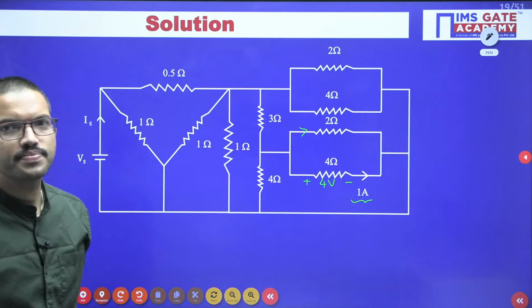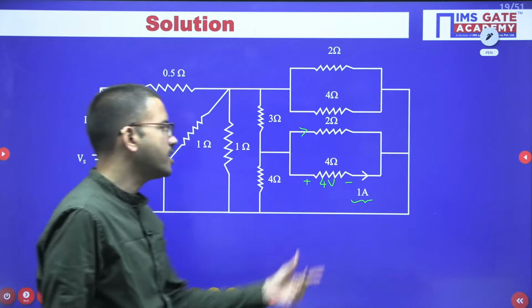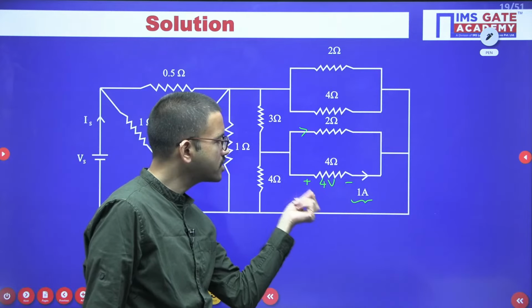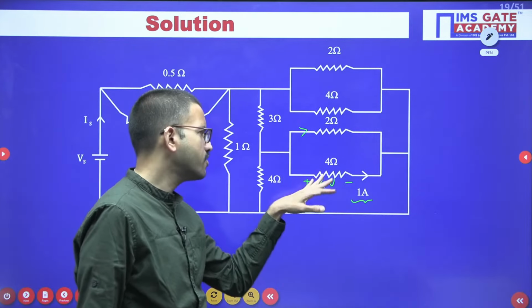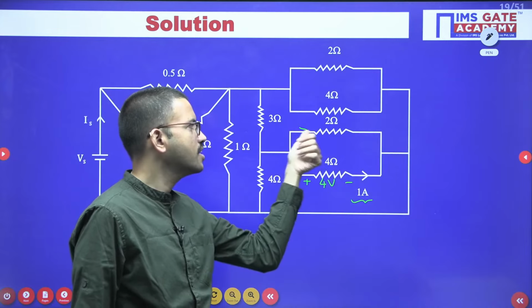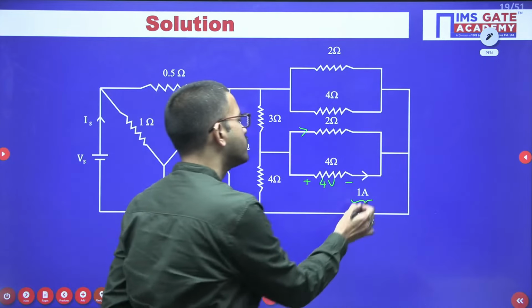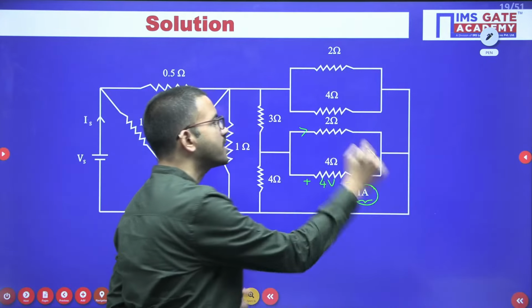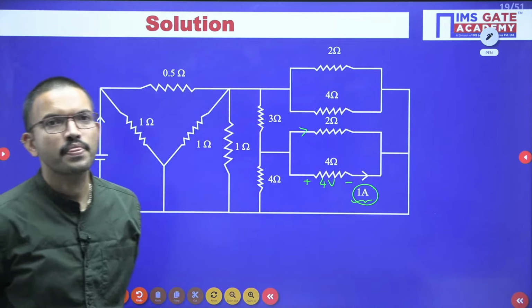How much current is flowing? Here, for understanding purposes, I have discussed regarding the voltage. Even without finding the voltage, just with the help of this one, you can say how much current is flowing in this branch.